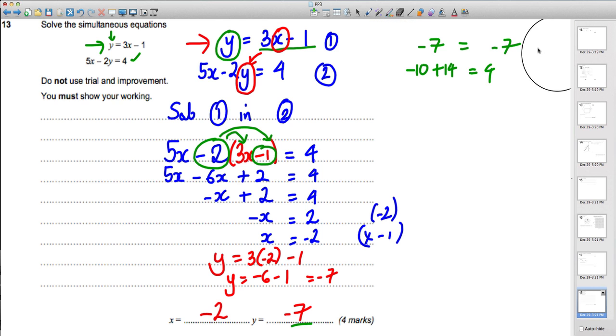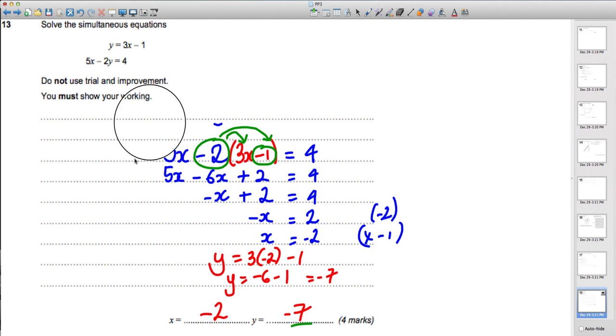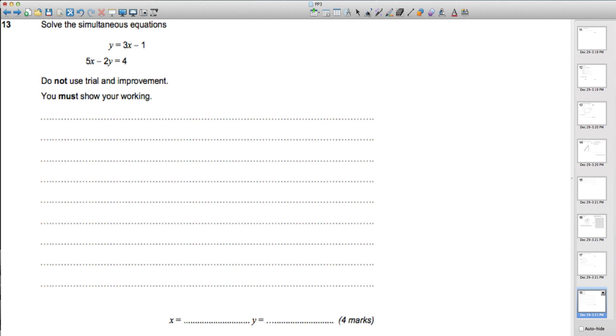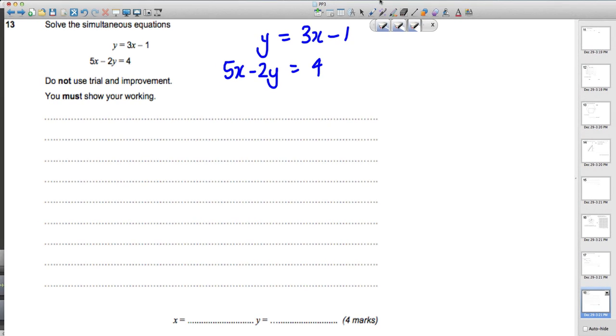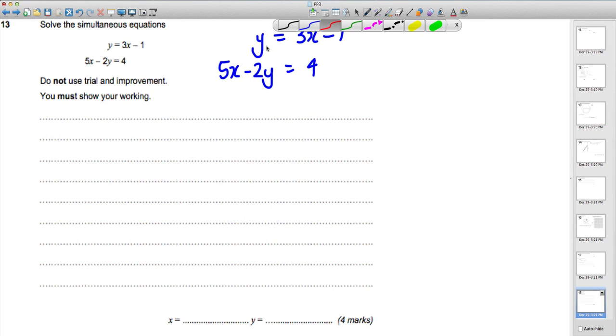Quickly, I just want to show you another way in case you're not happy with the substitution method. If you've got y is equal to 3x subtract 1, and you've got 5x subtract 2y is equal to 4, you could actually get it so they both have x's and y's on the same side. So let's say, subtract 3x from both sides on this one here, and you would get negative 3x plus y is equal to negative 1.